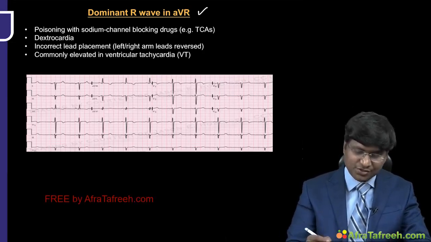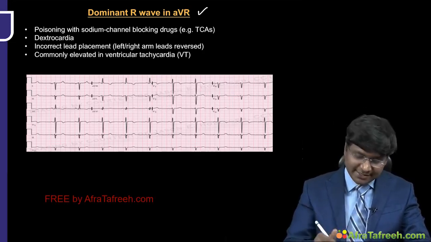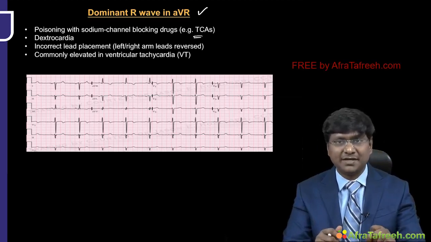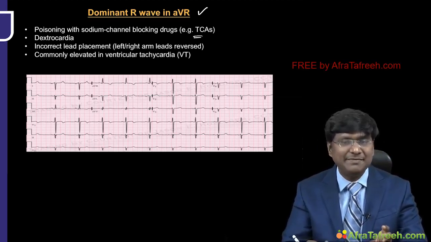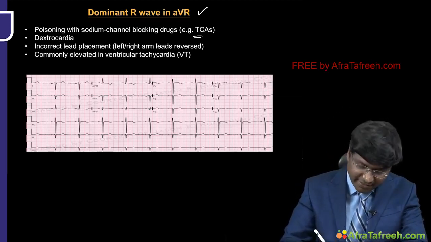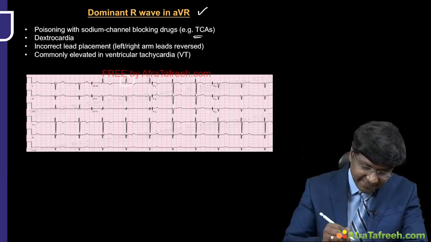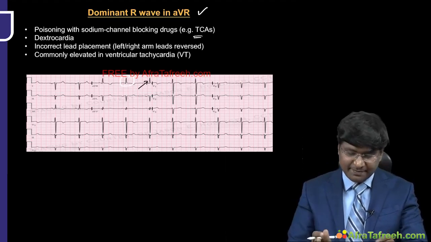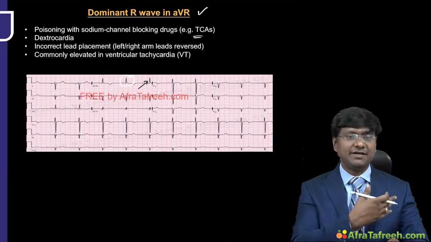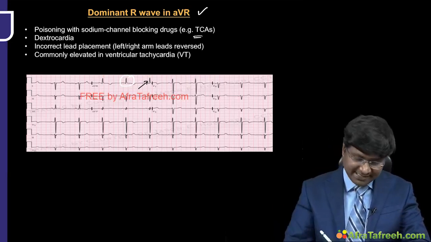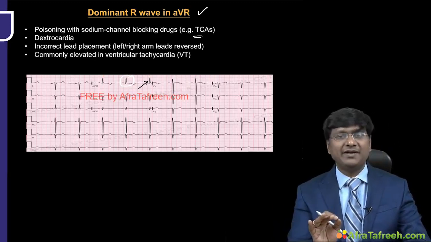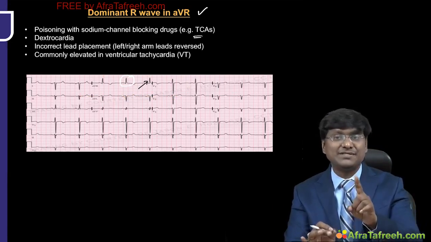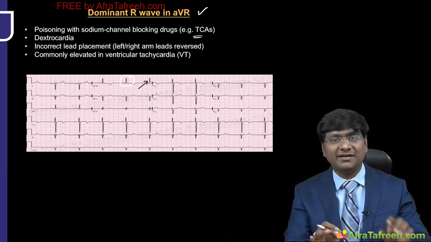Now let me take up the conditions where you will have a dominant R wave in AVR. The conditions are patients with tricyclic antidepressant toxicity, right? That is amitriptyline, imipramine toxicity. There can be dominant R wave in AVR. Then dextrocardia, you will have dominant R wave in AVR. Then incorrect lead placement, that is right arm leads placed on left arm and left arm leads placed on right arm. And the other condition is that it is commonly elevated in case of ventricular tachycardia. So these are the four conditions where you will have the presence of dominant R wave in AVR.